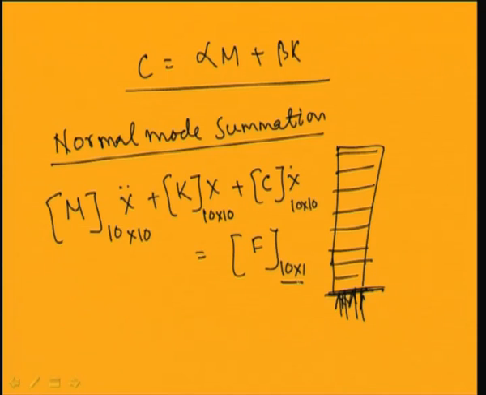So one can find this modal matrix P. The modal matrix P can be found from the eigenvectors of M inverse K. So if A equals M inverse K, one can obtain 10 eigenvalues and corresponding eigenvectors. Those 10 vectors can be written as phi 1, phi 2, up to phi 10.